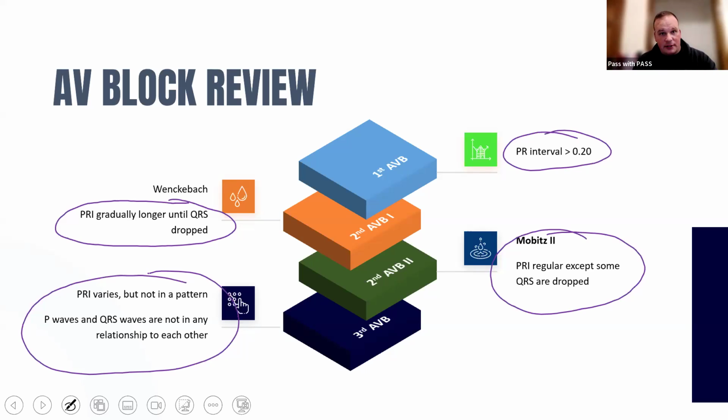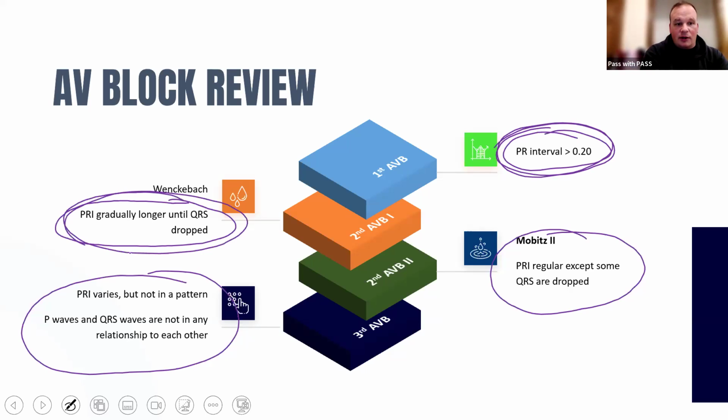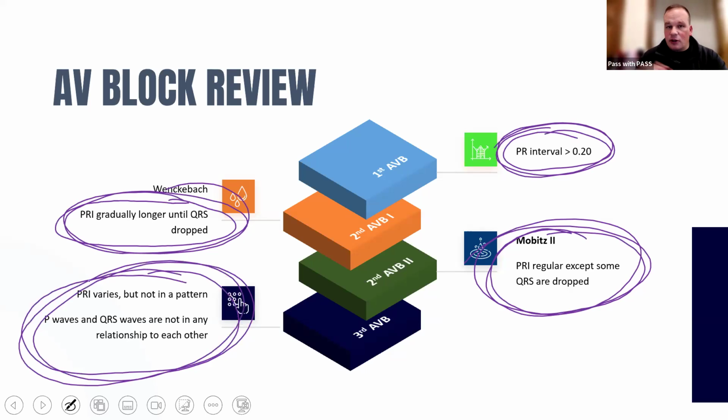Then the fear sets in of, oh my God, what type of block is this? Look at the PR interval. The PR interval will literally tell you what type of block it is. It's either consistently long for every beat and it stays the same, which would be my first degree. It's getting longer until it eventually drops a QRS complex and restarts. It's the same for every QRS complex, or there's no relationship at all. It's totally chaotic.